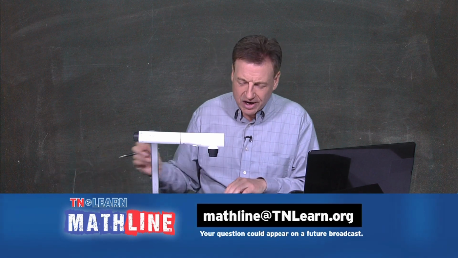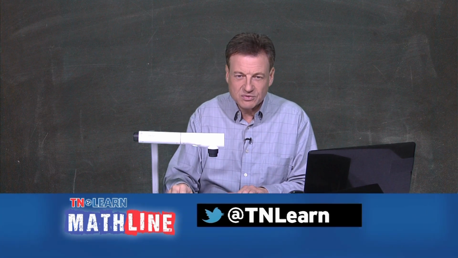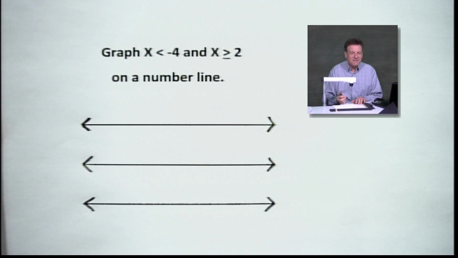Let's take a look at one more here. Let's look at this and situation. All right. Let's see what we got going here. We have the graph x less than negative 4 and x greater than 2. Story on this one?